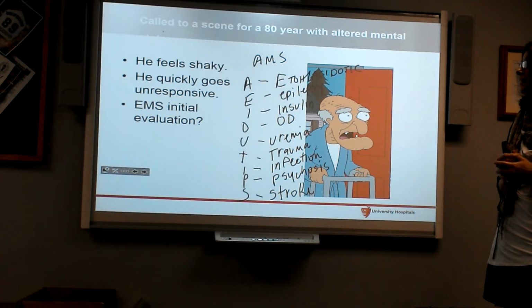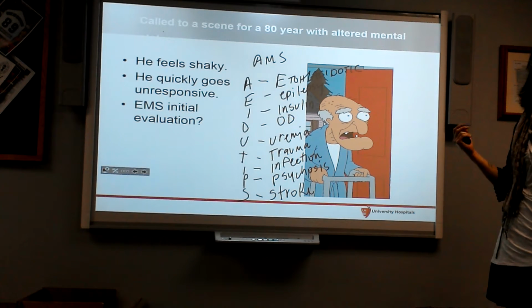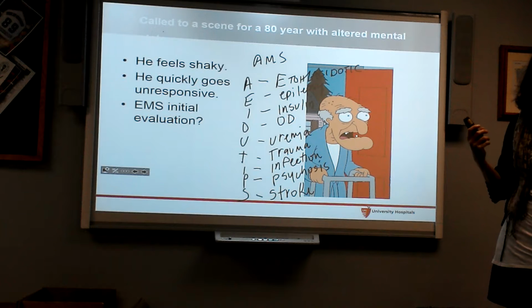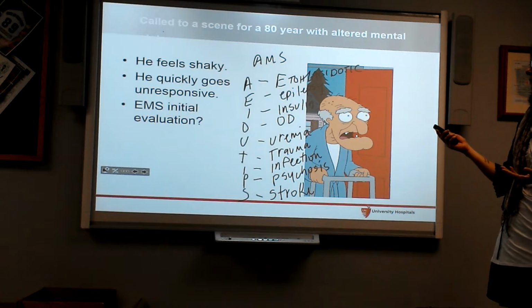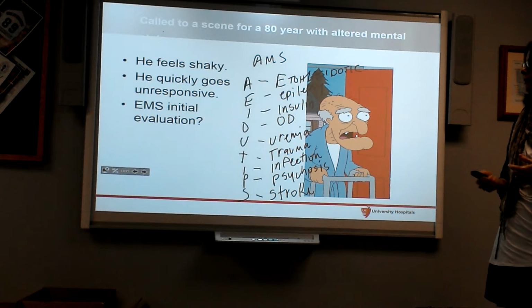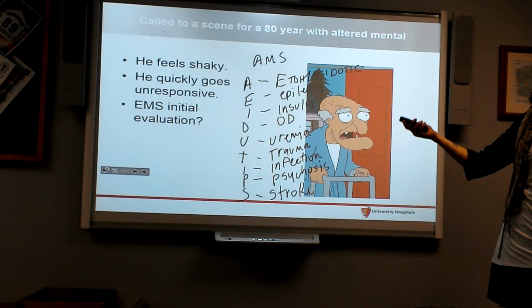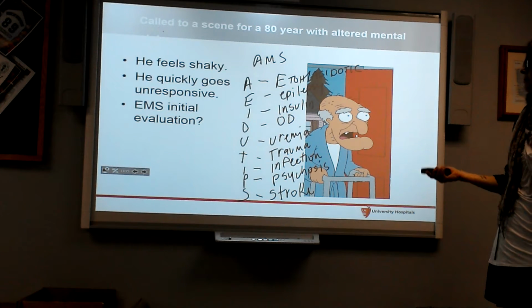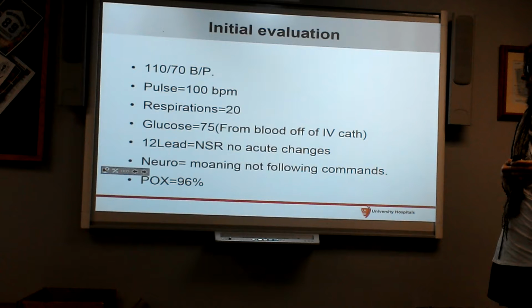Yeah, so that's kind of what you do, you just go down your AEIOU TIPS and figure it out. The best one to fix the quickest is insulin, all right? So he's shaky, unresponsive.